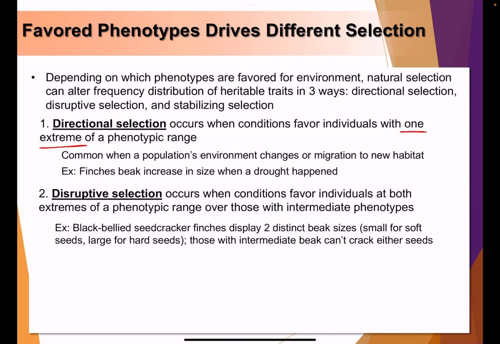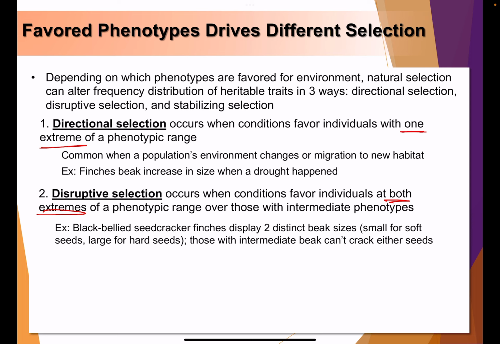Disruptive selection occurs when conditions favor individuals at both extremes. Keyword there, both extremes of a phenotypic range, over those with intermediate phenotypes, which means it is the two extremes that are favored. If there's something in the middle, it is not favored. If we go back to our wildflower populations case, let's say that red flowers and white flowers are somehow favored in this particular environment. Pink ones are not. That's what we call disruptive selection.